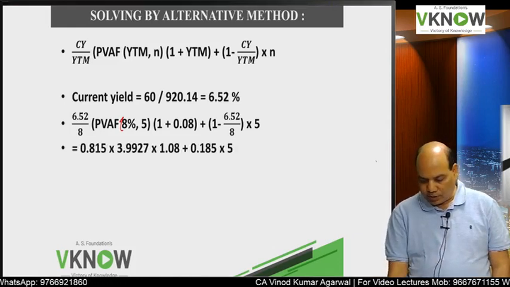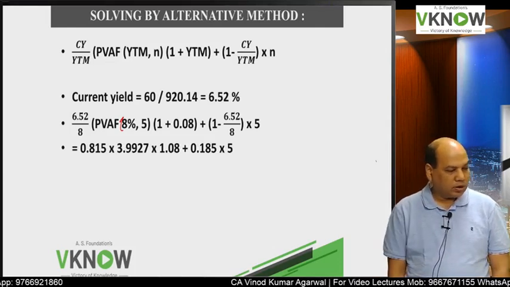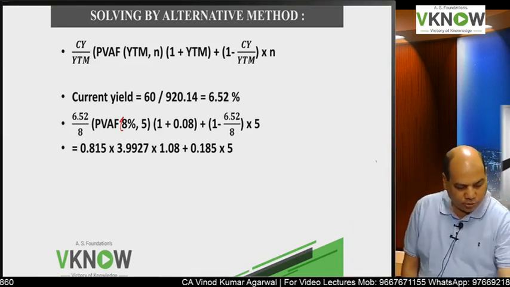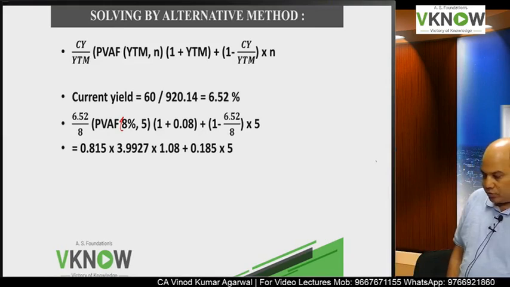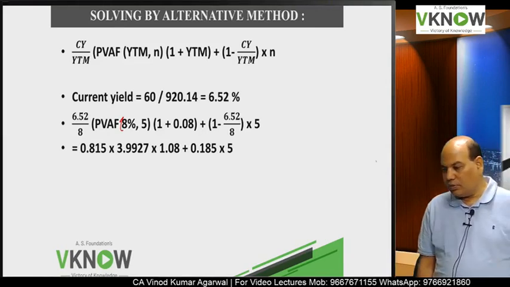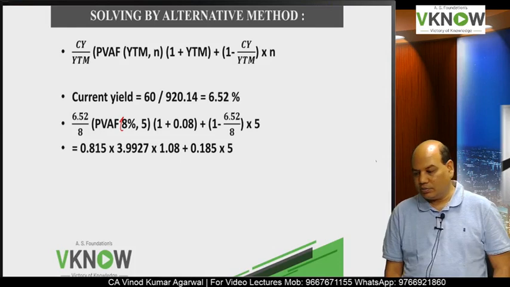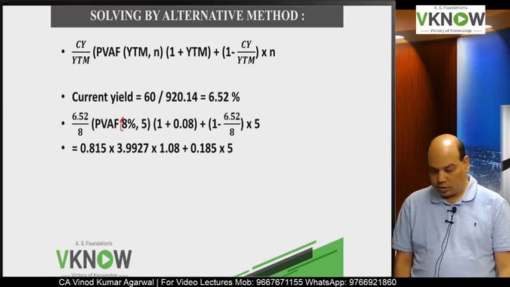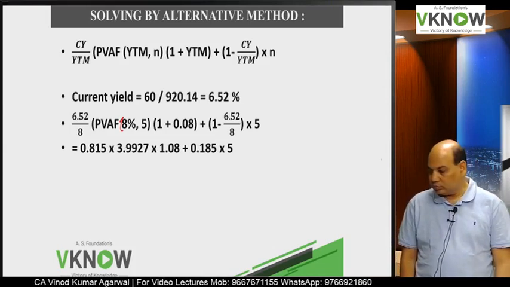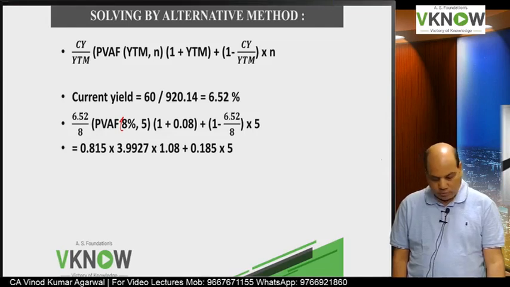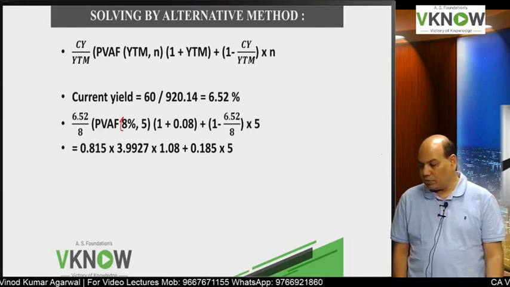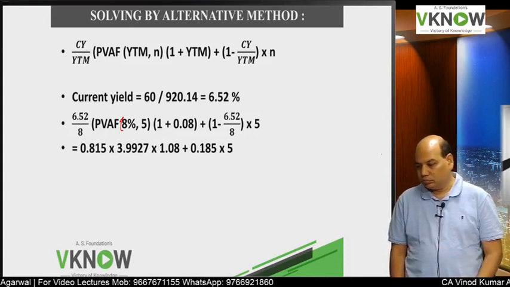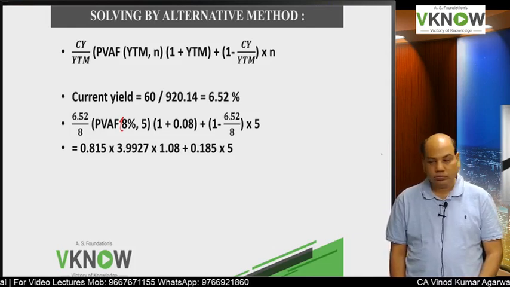I am going to simplify this for you and then you will give me the answer. 6.52 divided by 8 is 0.815. Annuity factor at 8% and 5 year is 3.9927, into 1.08, plus 0.185 into 5. Give me the answer now.